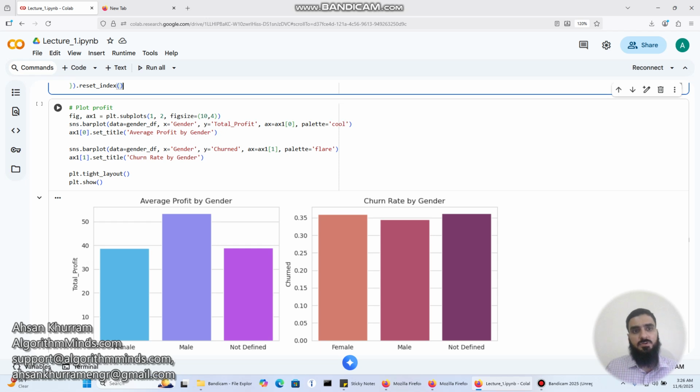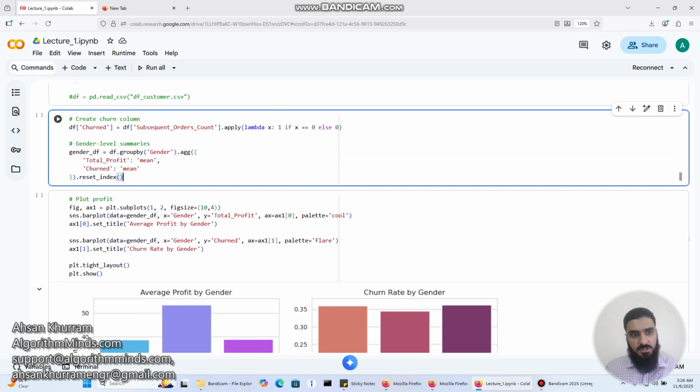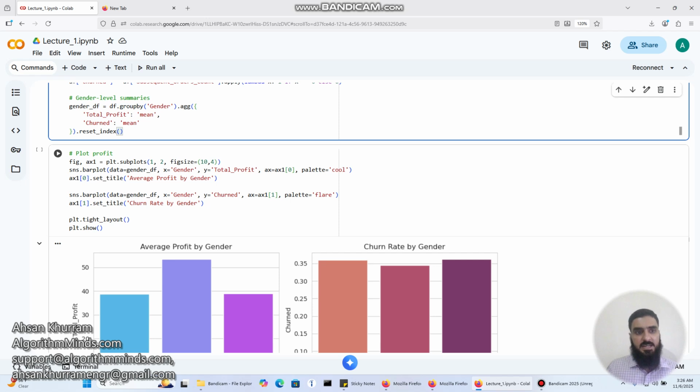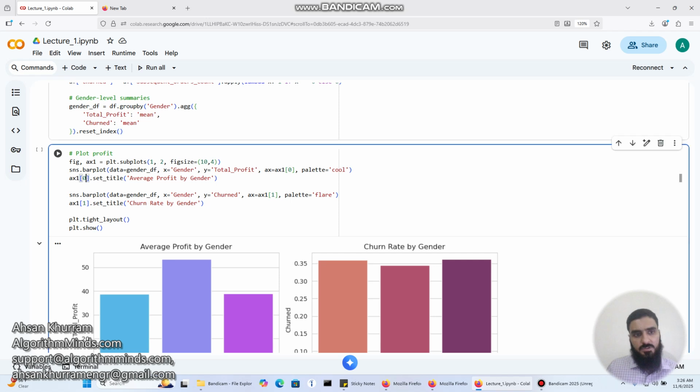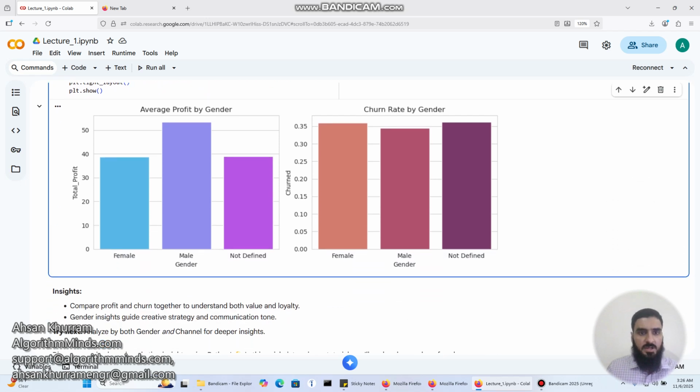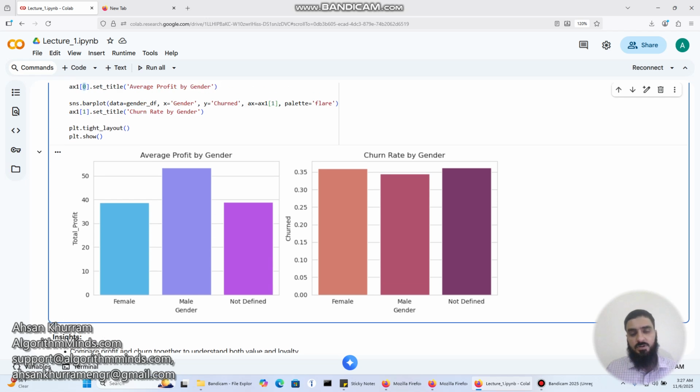So we have data equal to gender_df, which is the newly created data frame that contains the aggregated values. Then we have defined the x and y axis by passing the column names, gender and total profit, and the same way we do it for churn rate. And that's pretty much it. And in order to define a title for a particular chart, we will use the index of this axis, and this is how you create a dashboard in Python.